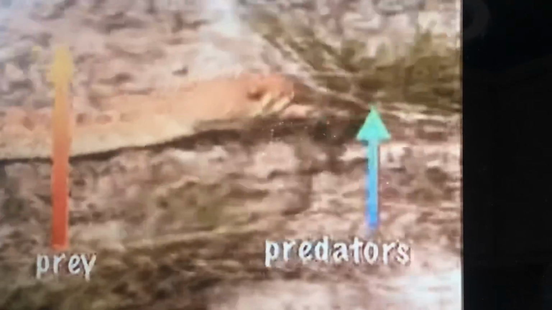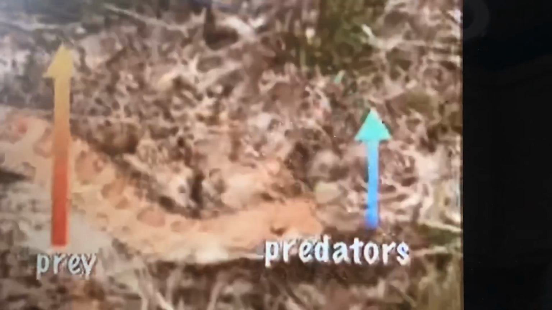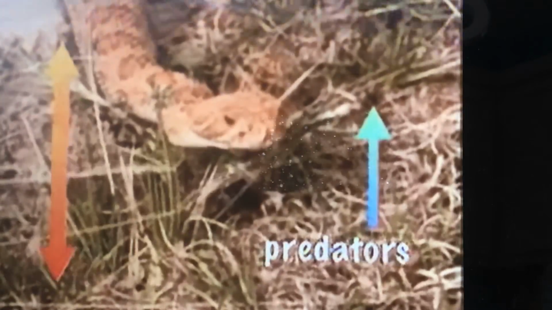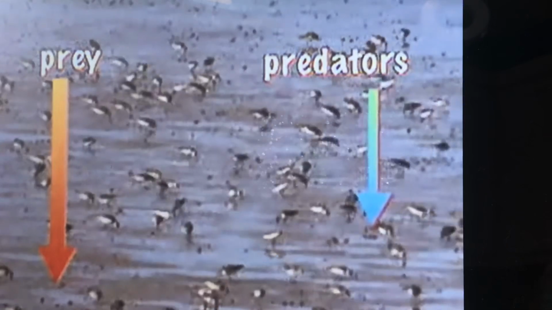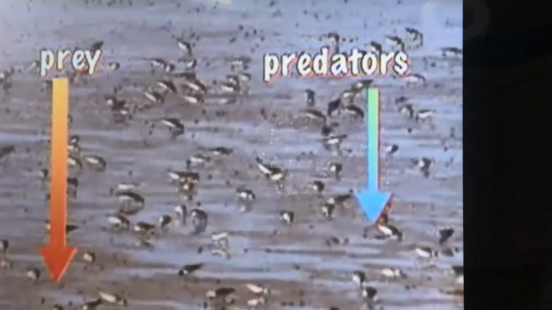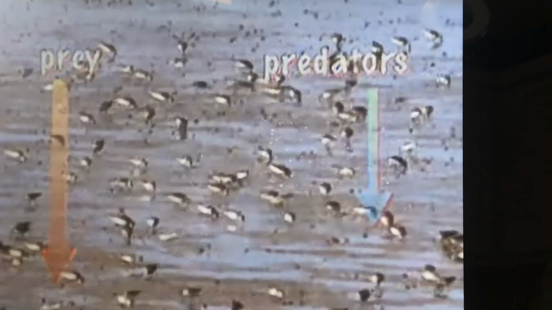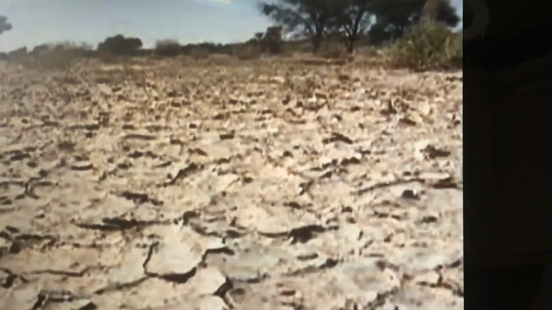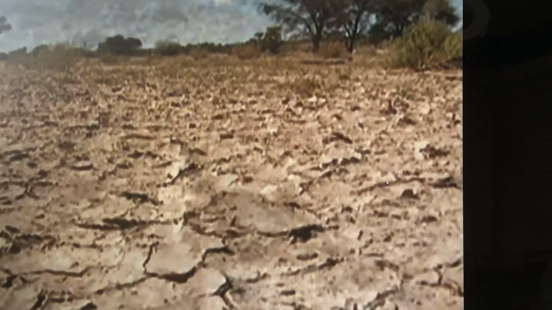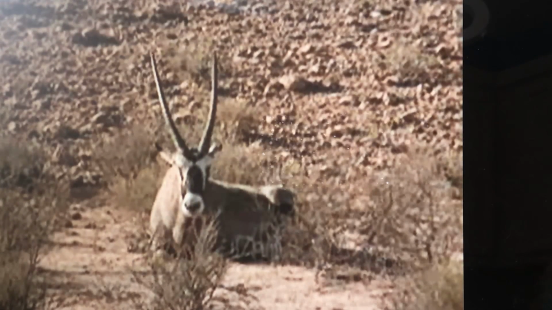There is often a cyclical relationship between the hunters and the hunted. As the numbers of animals in the prey population increase, usually the numbers of predators increase. And when there is a crash in the prey population, the numbers of predators decrease. For example, when drought reduces the number of herbivores in the African savanna, the number of big cats, such as leopards, decrease.